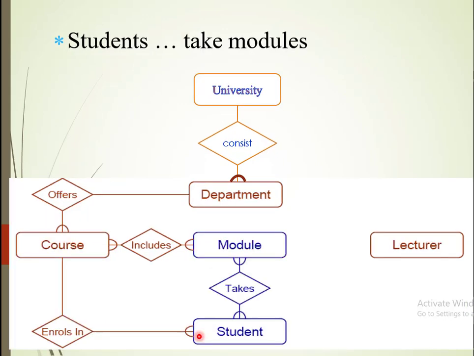We move along. We are saying that students take modules. So in that given case, we are having students who can take either one module, in this given case one unit, or they may take more than one unit. That's why we are having this branching. However, we equally know that a given module may be done by one student or may be done by more than one student. So that's why we are also branching at this given point.